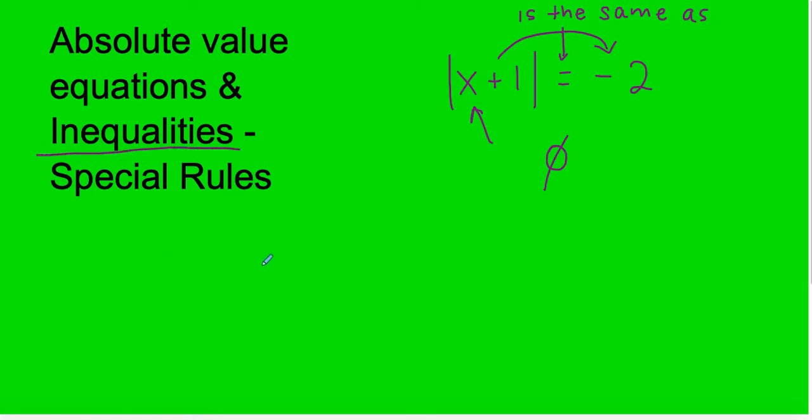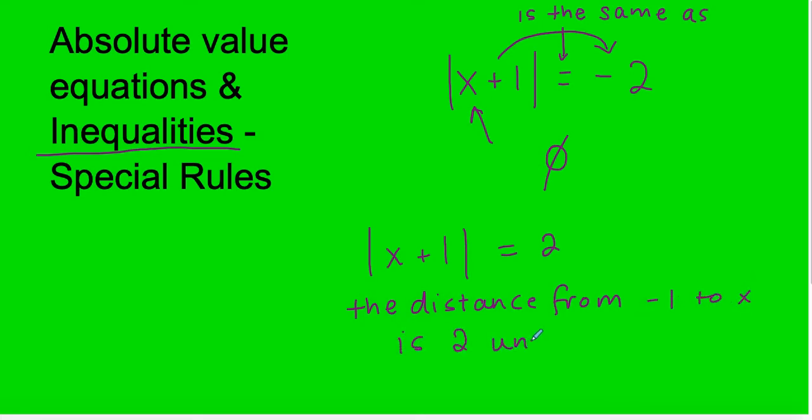All right, but now let's throw in inequalities. And let's think about what it actually means. Now remember, if I give you the absolute value of x plus 1 equals 2, what that means is the distance from -1 to x is 2 units. So when you learned about absolute value equations, I'm hoping that you learned how to turn this equation into a verbal model, okay? The distance from -1 to x is 2 units.